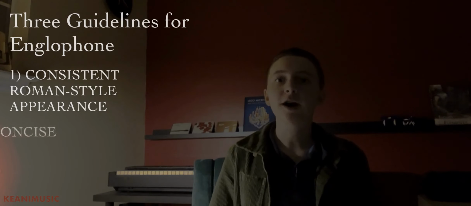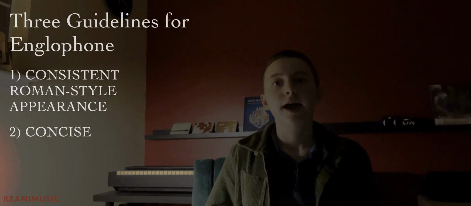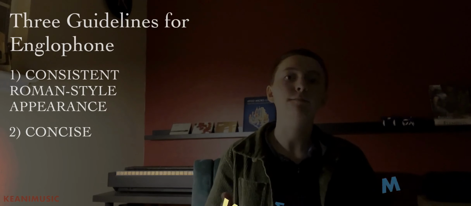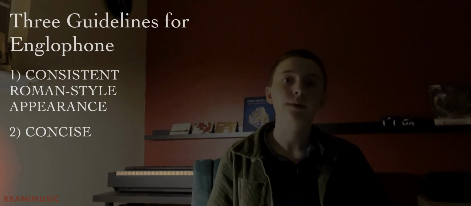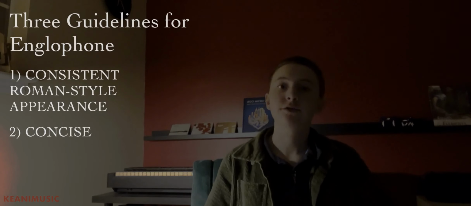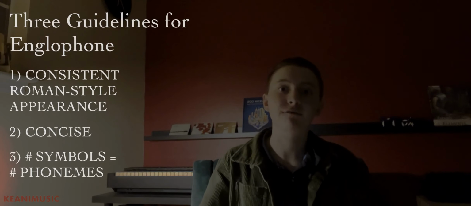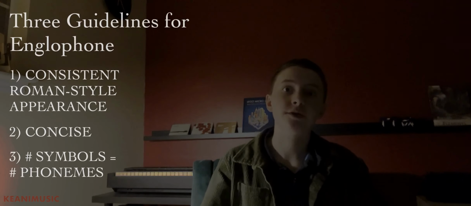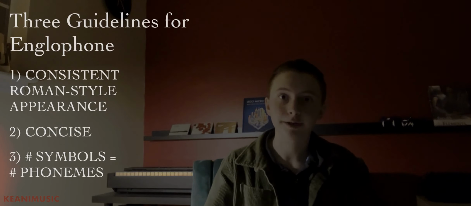2. The new alphabet must be concise. An alphabet that has too many letters, like 60 or 70 for example, can quickly become daunting and discouraging to new learners. It needs to be simple and short enough that one can become acquainted with it quickly. And thirdly, it must have one symbol for every sound, phoneme. And conversely, one sound must be representable by one and only one symbol.